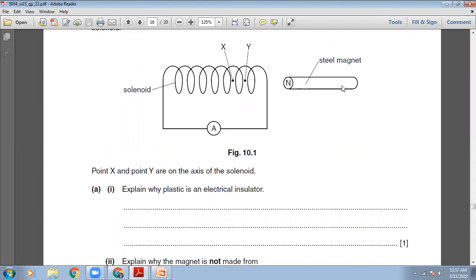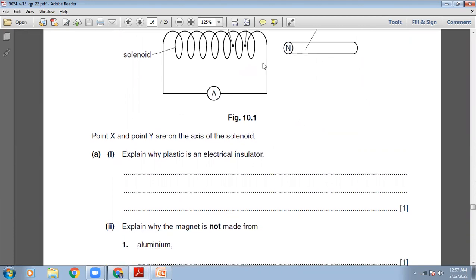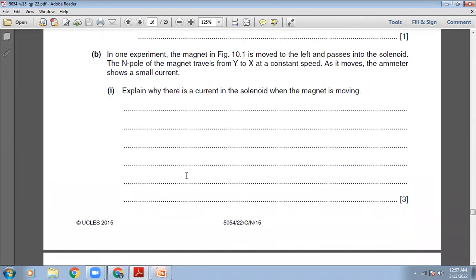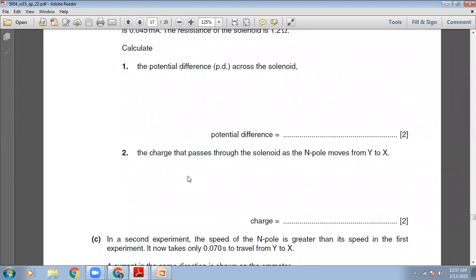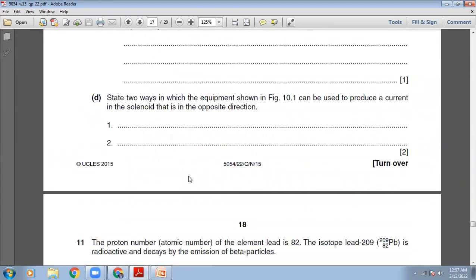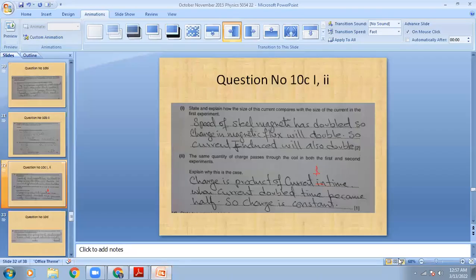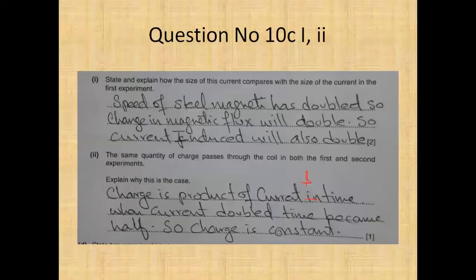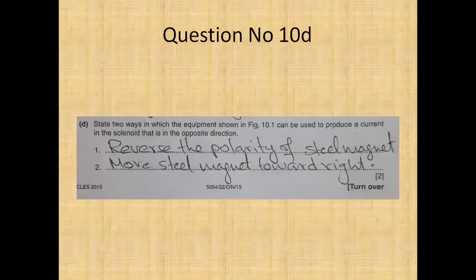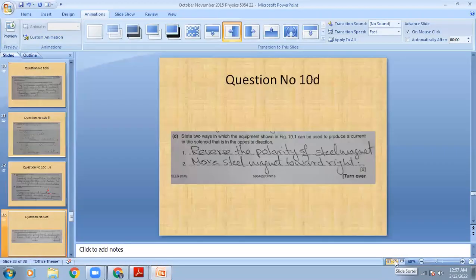Another method can be to keep the magnet like this, but now move it towards the right side. So this north will move away from the right end of this solenoid, so the current produced will have an opposite direction. So let me read my answers. Reverse the polarity of the steel magnet, or you can move the steel magnet towards the right. So these are the two methods.